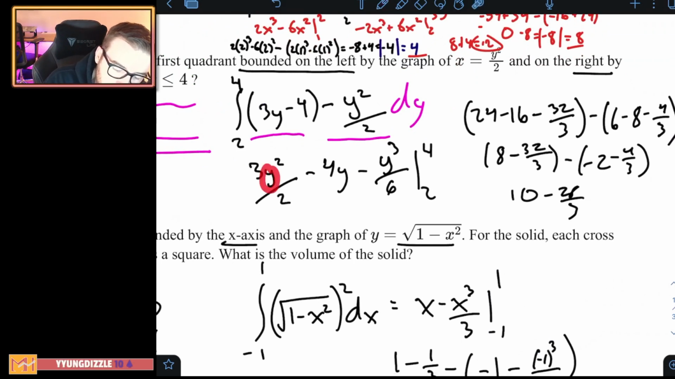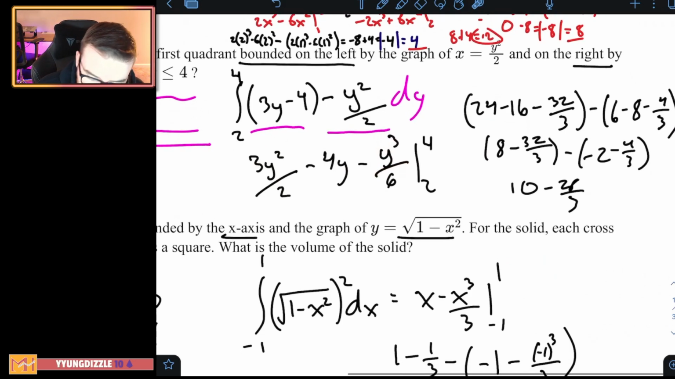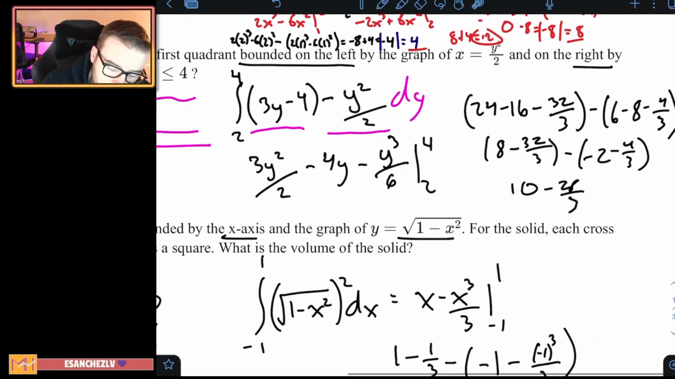This is going to be 4 squared, which is 16, divided by 2 is 8, and 8 times 3 is 24. This is going to be 4 times 4, which is 16, and then this is going to be 4 cubed, which is 64 over 6, and I reduced it to 32 thirds. 64 over 6 is 32 thirds. The 24 minus the 16 is 8, and I left it there for a moment. Then I did the 2 next.